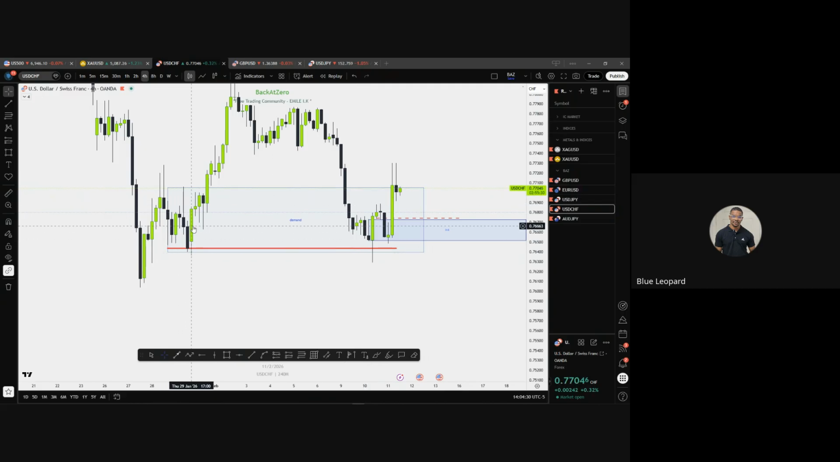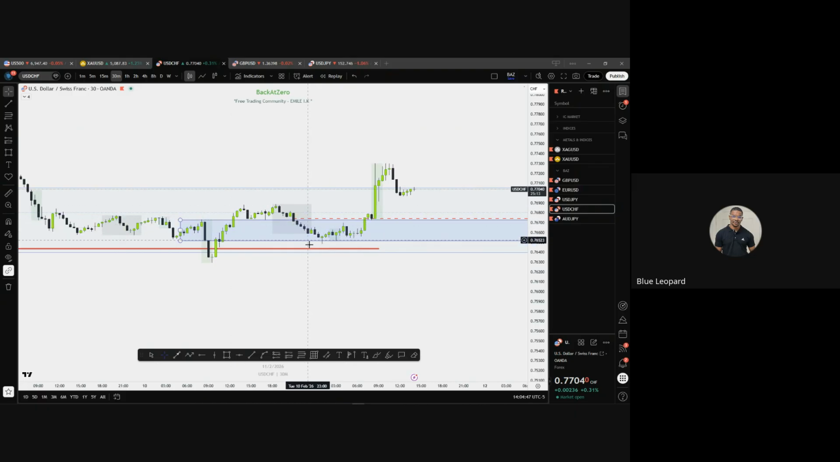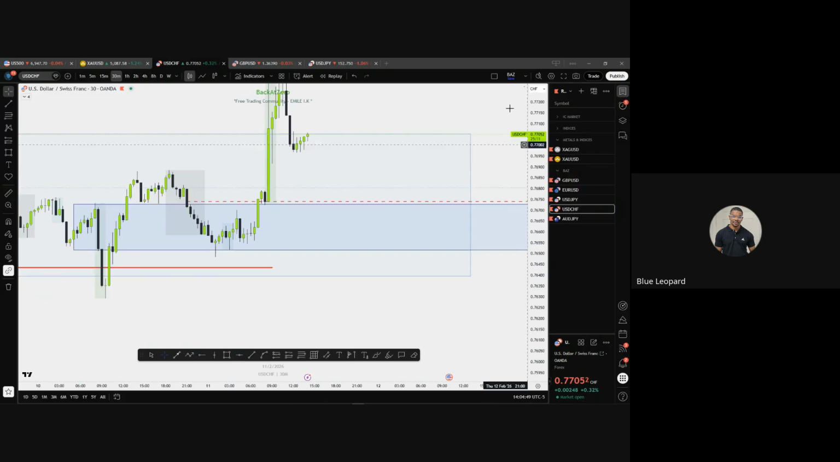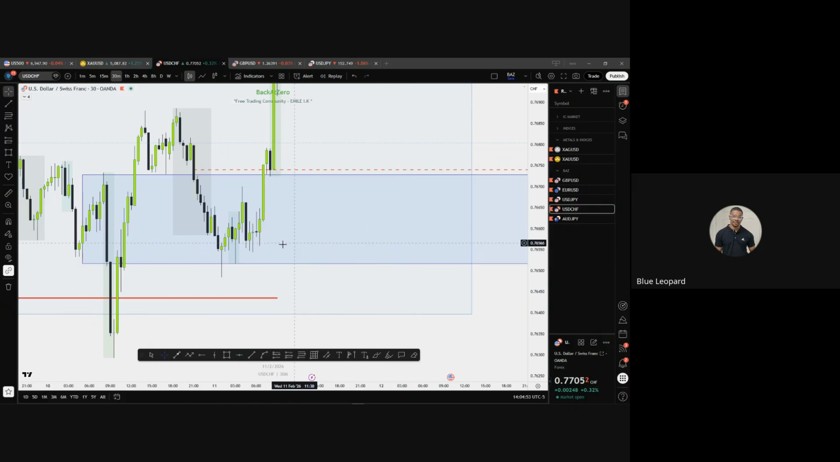Then you had the H4 engulfment inside of the daily here before it came back. You have one H4 here. Then this is the most safe one. That's the one I'm teaching you. When price comes inside this H4, you go to M30. When you come back inside of M30, you will look for an engulfment on M30.